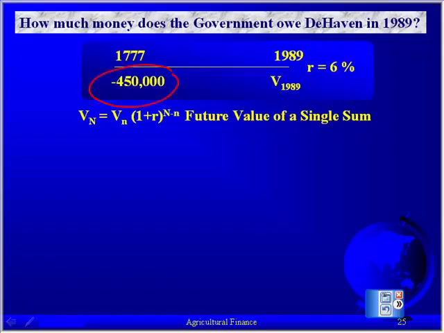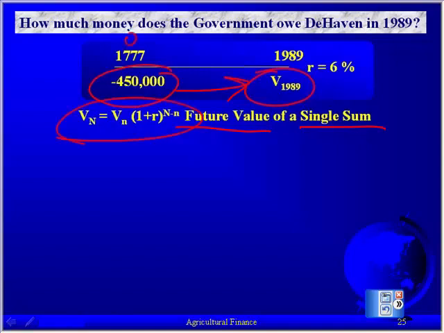Recognize we're dealing with single sums of money, right? So we're going to use a single sum formula. Notice that we're going from left to right. We know the present amount. We're calculating the future amount, so we're going to use the future value of a single sum of money. Now, in this particular case, because the time reference is not 0, we're going to use the more general formula.